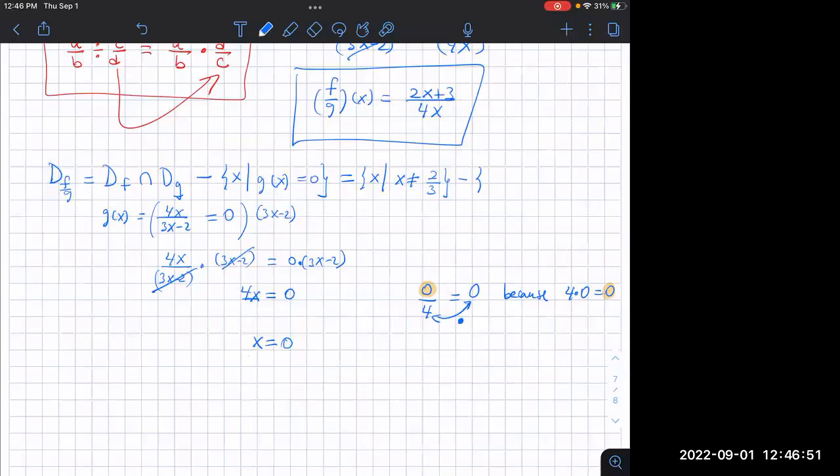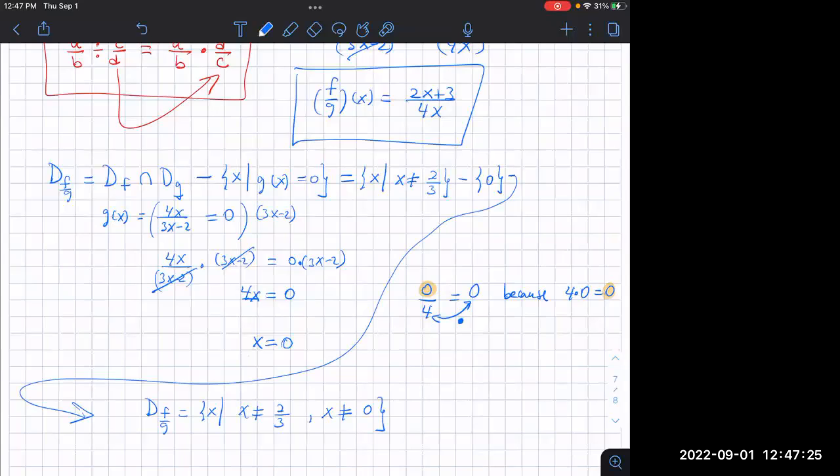So we take away 0. We go back to this expression: the set of all x's so that x is not equal to 2/3. Take away 0. Now we combine these two conditions. Therefore the domain of f over g is the set of all x's so that x is not equal to 2/3 and x is not equal to 0. There's your domain.